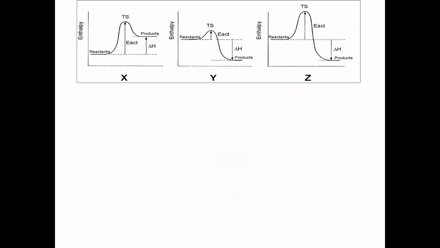All right, so here are some examples. In this situation, you see how the products are higher than the reactants. This is endo. Lower, exo. Lower, exo. Which one has the lowest activation energy? This one. Which one has the lowest activation energy for the reverse reaction?